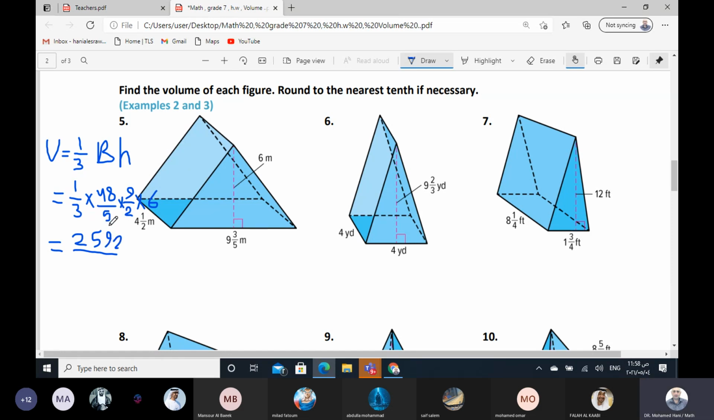And down we have 3 times 5 times 2, which will be 30. Then we can divide here. 2592 divided by 30. So the answer will be 86.4 meter cubic.